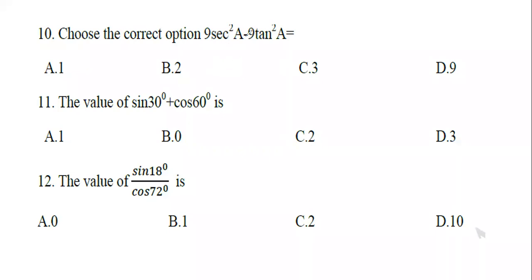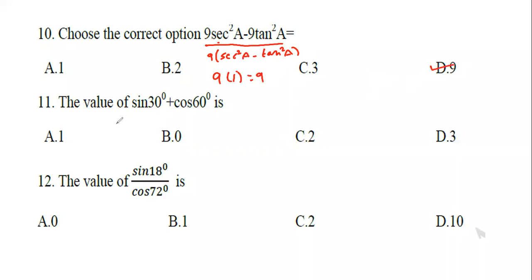Next sum, the 10th question. Choose the correct option. So 9 secant square A minus 9 tan square A is equal to dash. Take 9 as common here. Remaining is secant square A minus tan square A. According to trigonometric identities, secant square A minus tan square A is 1. So 9 into 1 is 9. So which option is right? Option D is correct.